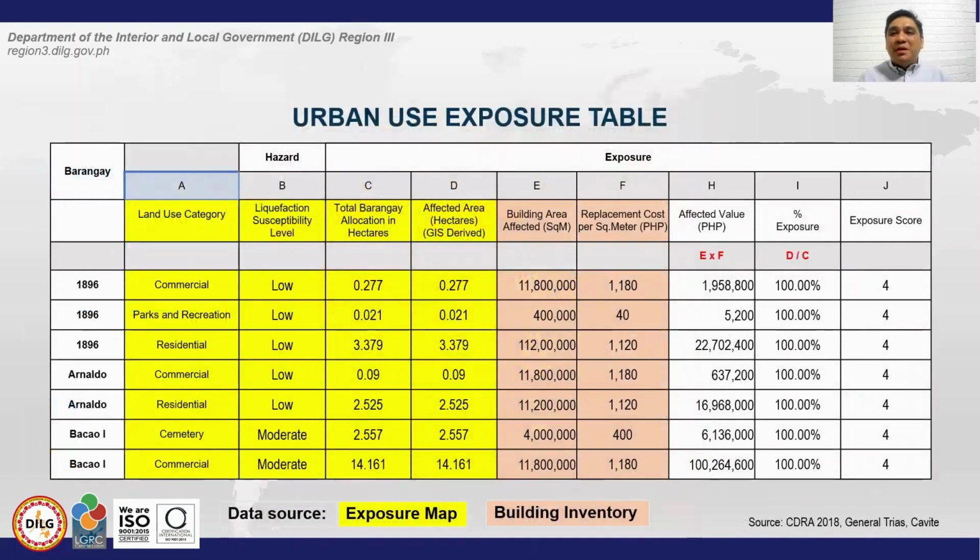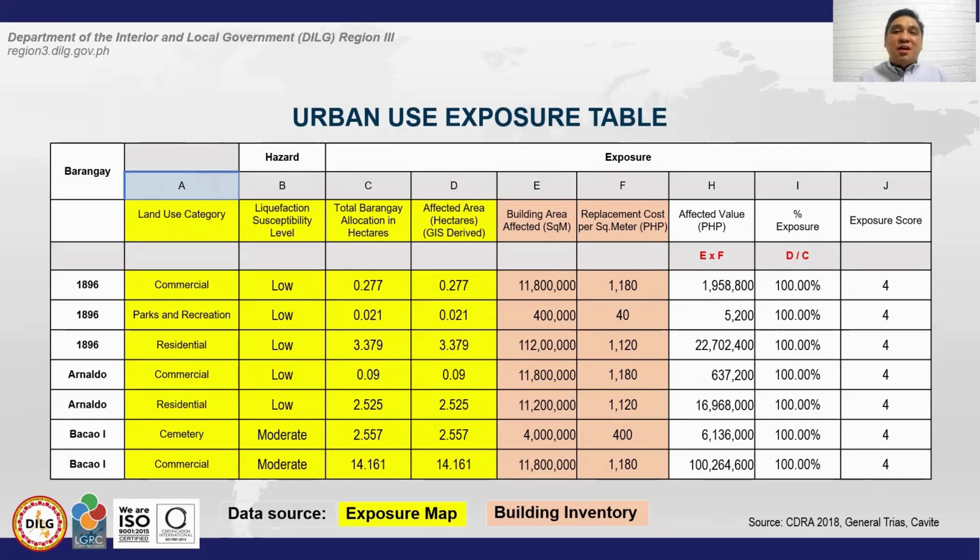Using the sample map, you can generate the different categories of urban land uses, susceptibility level, total area per urban use, and affected urban use area per barangay. Then, you may consult the engineering office or building official for the data on building area and replacement cost. The affected value in column H is derived by first determining the building area affected in column E, then multiplying it to the estimated replacement cost in column F.